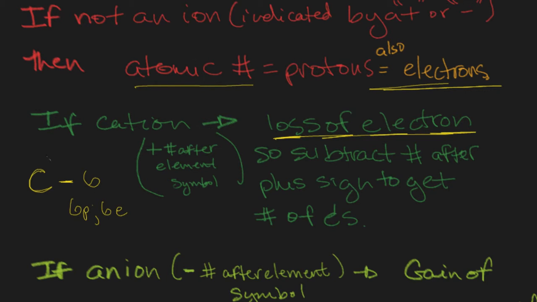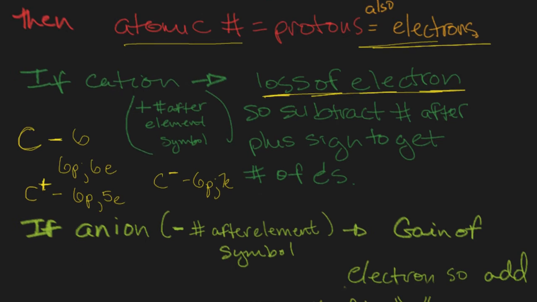Okay. Had it been a plus sign there, that means we have 6 protons and we lost 1 electron to get this plus sign, so it would be 5 electrons. Had it been a minus sign there, it would be 6 protons and we gained an electron, so it would be 7 electrons. Okay? So that's what the next part of this is leading to.